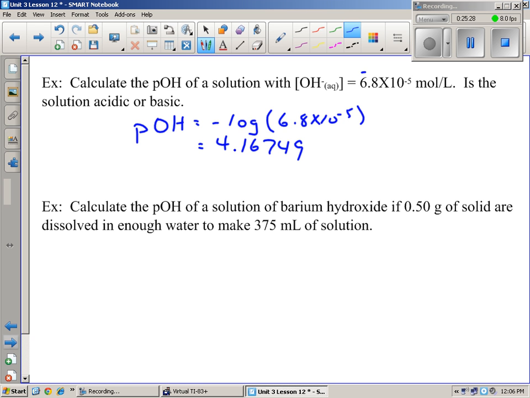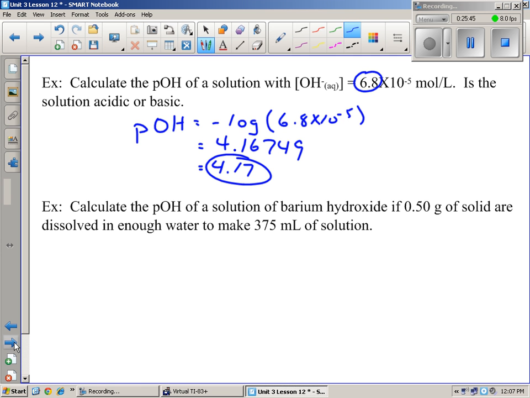2 in the concentration, 2 after the decimal. Okay? I'm going to tell you right now, that's going to be a question on the test eventually. Okay? I'm going to give you something just basic like that to do.